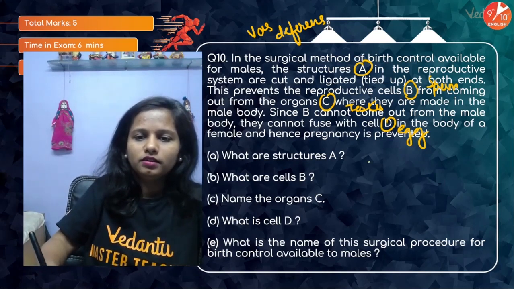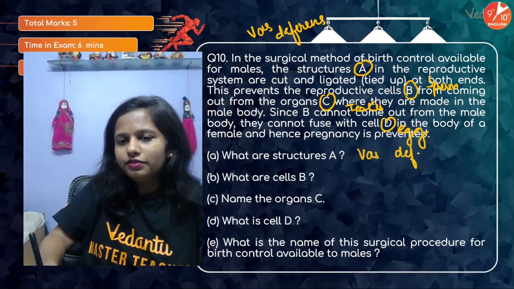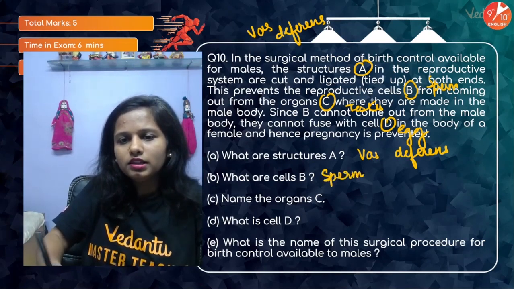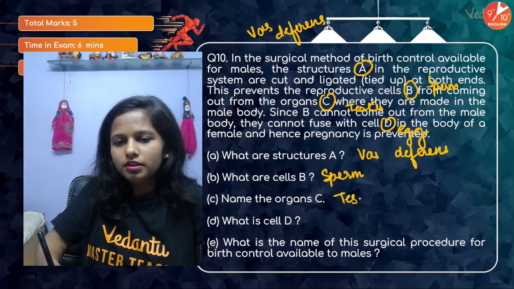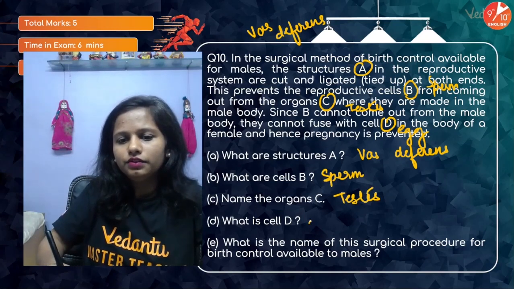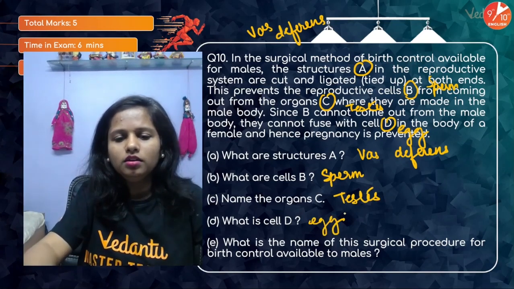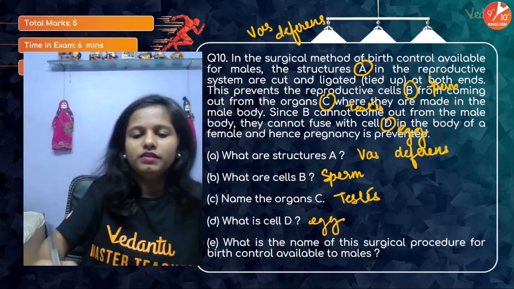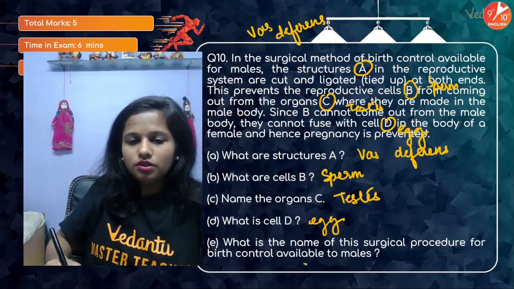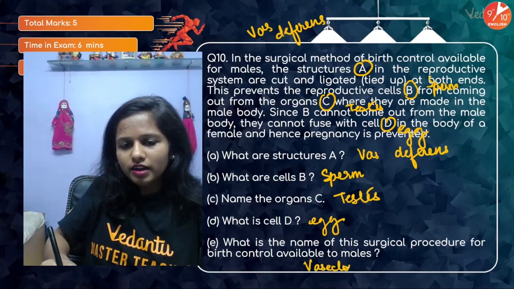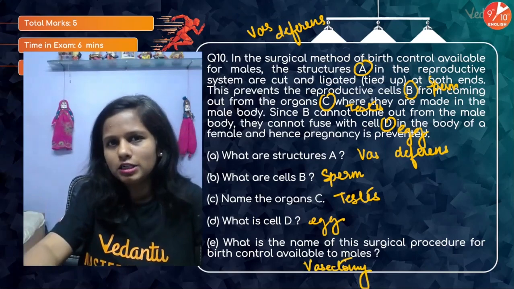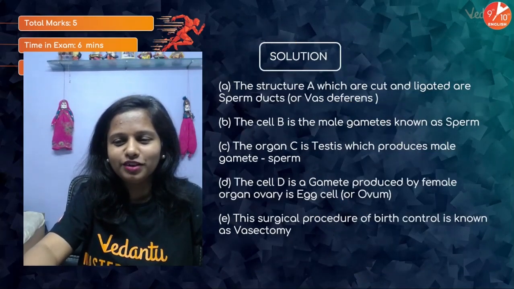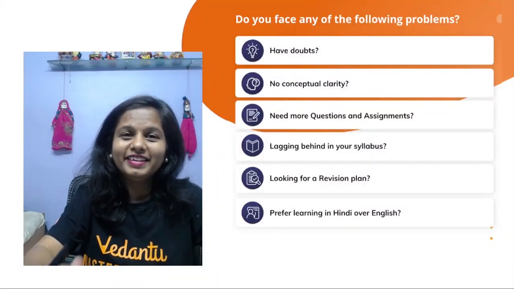So A is vas deferens. B are the sperm cells. C will be the testis, and D will be the egg cell. What is the name of the surgical procedure for the birth control available to males? Now this is vasectomy, right?